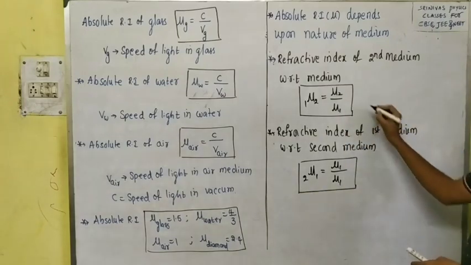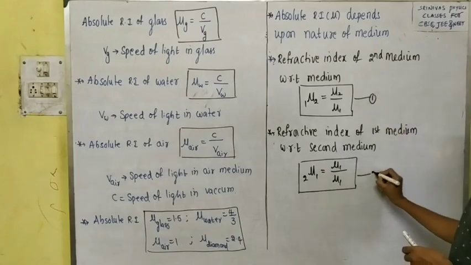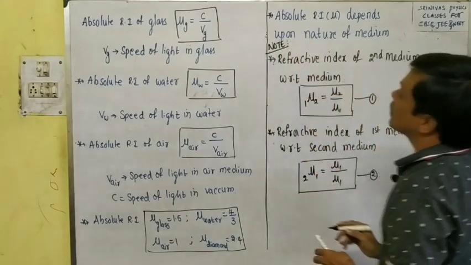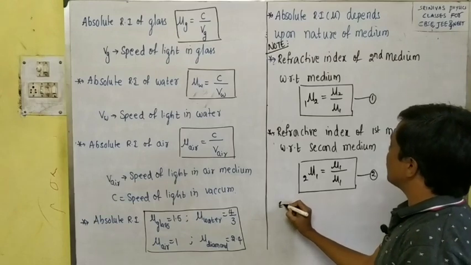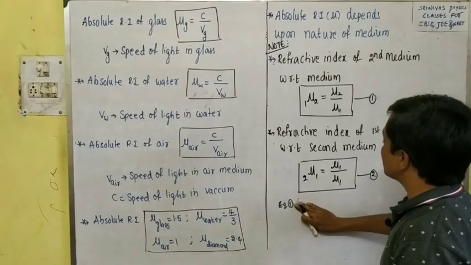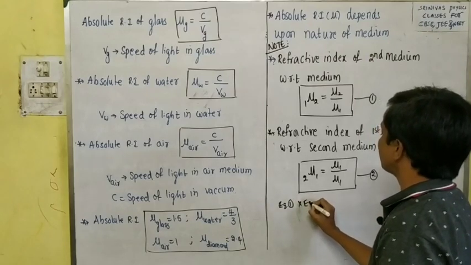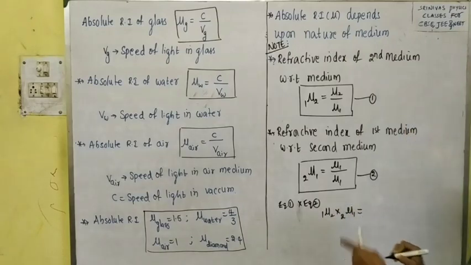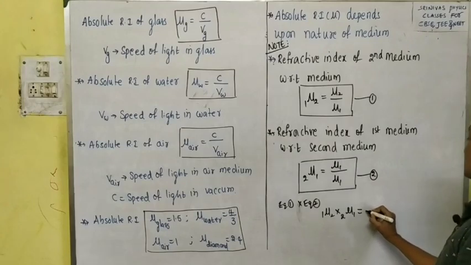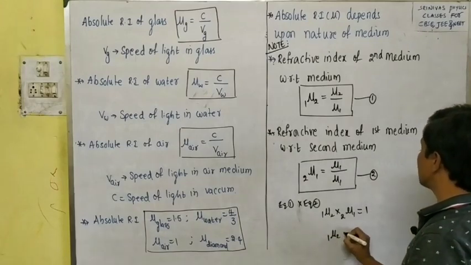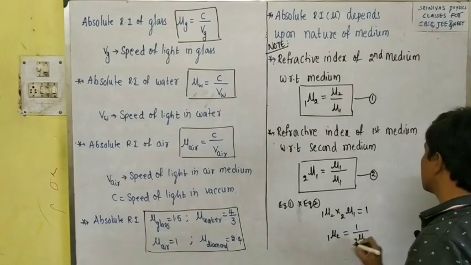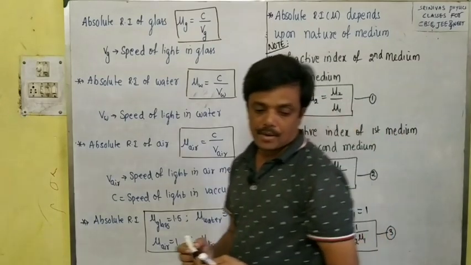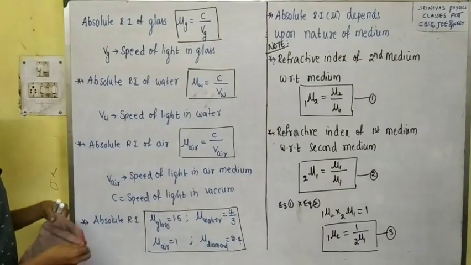When you multiply these two equations, for example this is equation 1 and this is equation 2, and from here we write the heading Note. In the note you can write equation 1 into equation 2. We will get 1mu2 into 2mu1 is equal to mu2 by mu1 into mu1 by mu2. We will get 1. That means 1mu2 is equal to 1 by 2mu1. Okay, right. Let us go for the continuation.